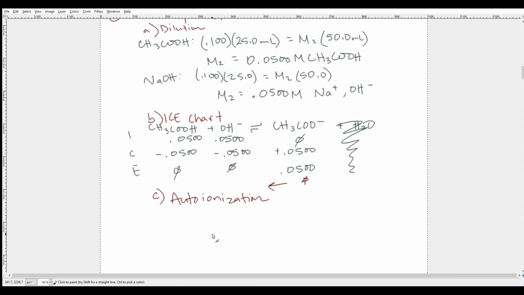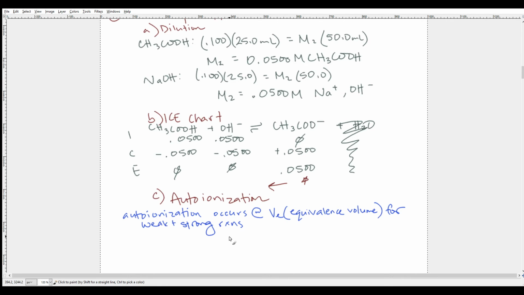So we know that autoionization, here, let's get a different color. You definitely want to write this down for yourself. Autoionization occurs at the VE, which is equivalence volume, for weak plus strong reactions. Autoionization occurs at the equivalence volume, so that's when their volumes are equal. We had 25 milliliters of our weak acid and 25 milliliters of our strong base, so the volumes are equal. So autoionization will occur here, which means we're going to have a slightly different ice chart than usual.